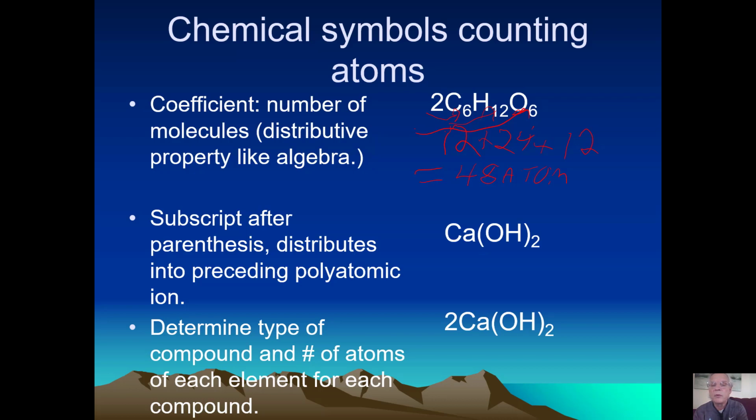You don't multiply, the 2 doesn't get distributed through everything here. The 2 only gets distributed through the H and the O. So there's 1 calcium atom, and then I look here, there are 2 oxygen atoms, and then I look through here, and there are 2 hydrogen atoms. So altogether, this is not higher math, there are 5 atoms present in 1 formula unit of calcium hydroxide. I say formula unit because it is an ionic compound. I don't refer to it as a molecule.